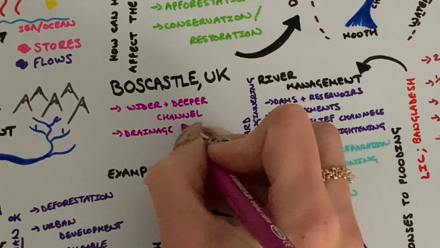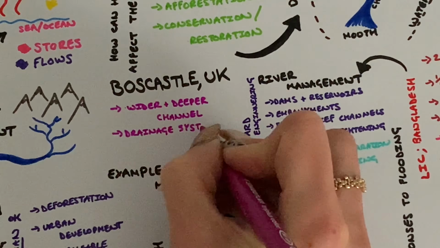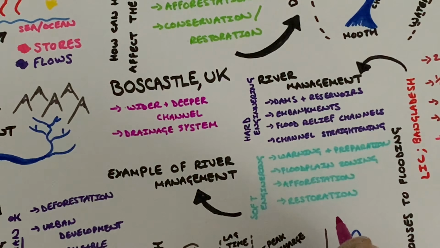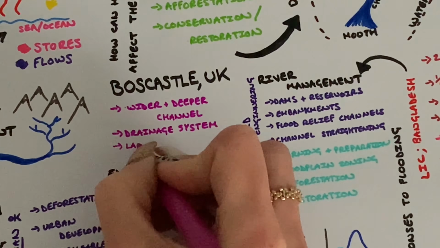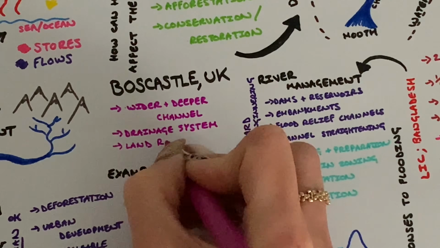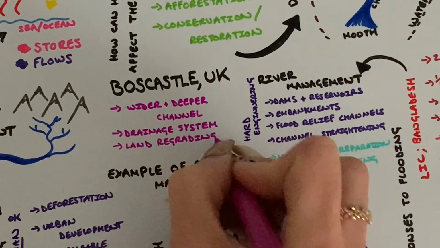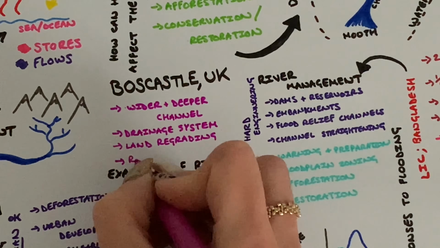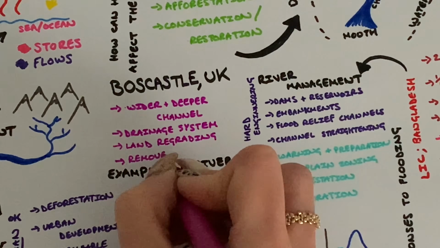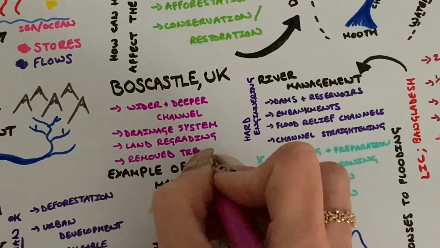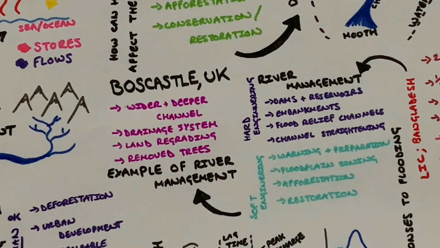So the river channel was made wider and deeper. The drainage system was improved, as well as the land being regraded and trees removed. But we also have to be mindful that river management can cause impacts on the local community. So many residents now in Boscastle don't like the new bridge that has been built, and their lives were disrupted for many years when the river management building work and construction was taking place. The flood defences that have been put in place in Boscastle will only protect against a 1 in 75-year flood event, with an overall cost of £4.5 million.